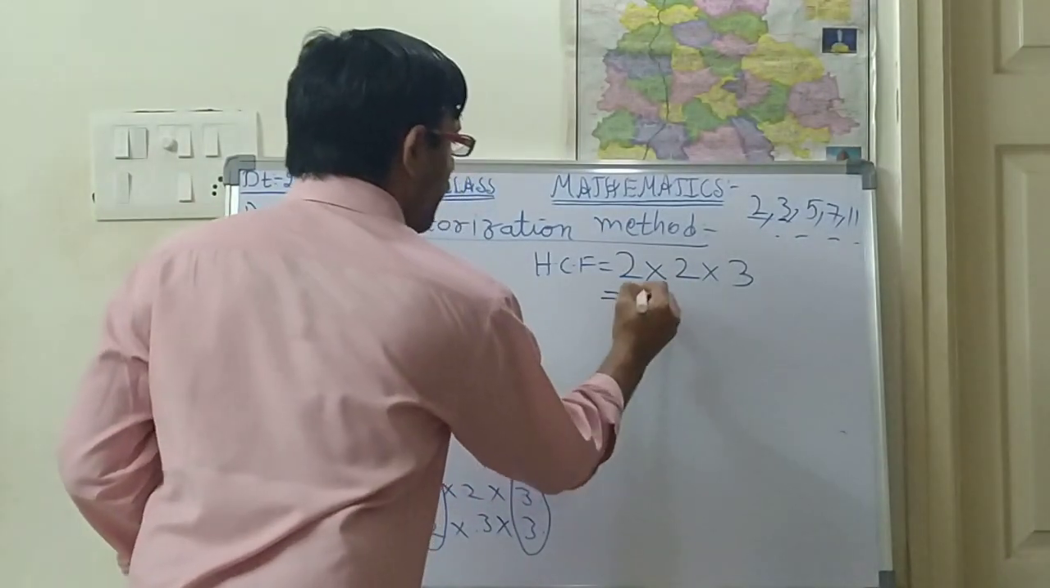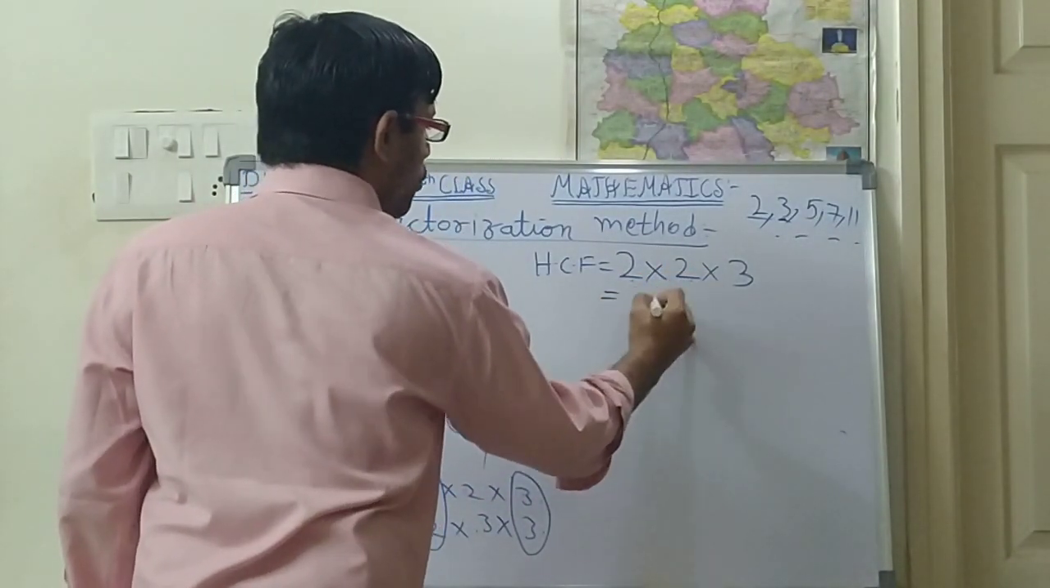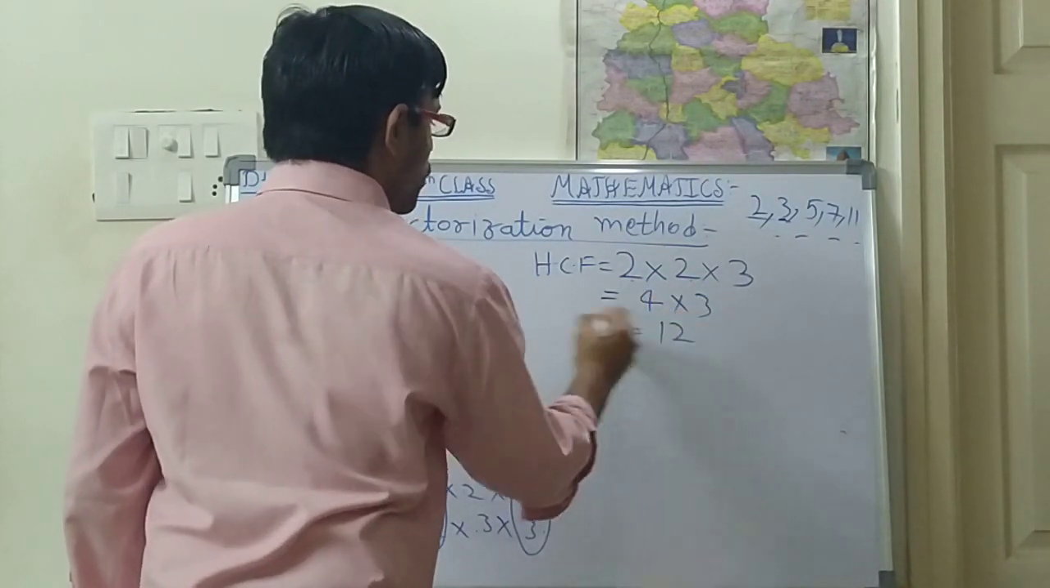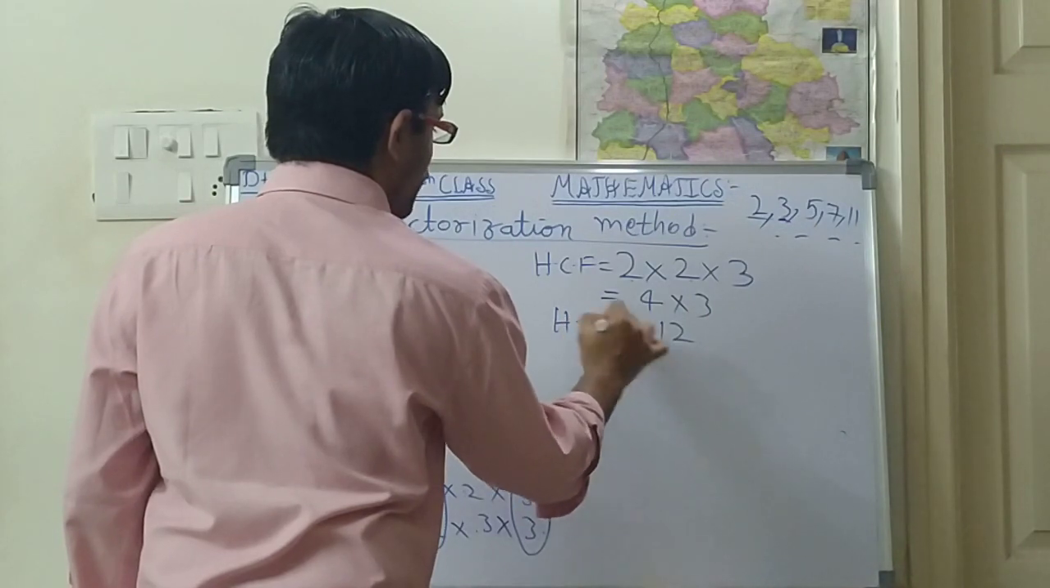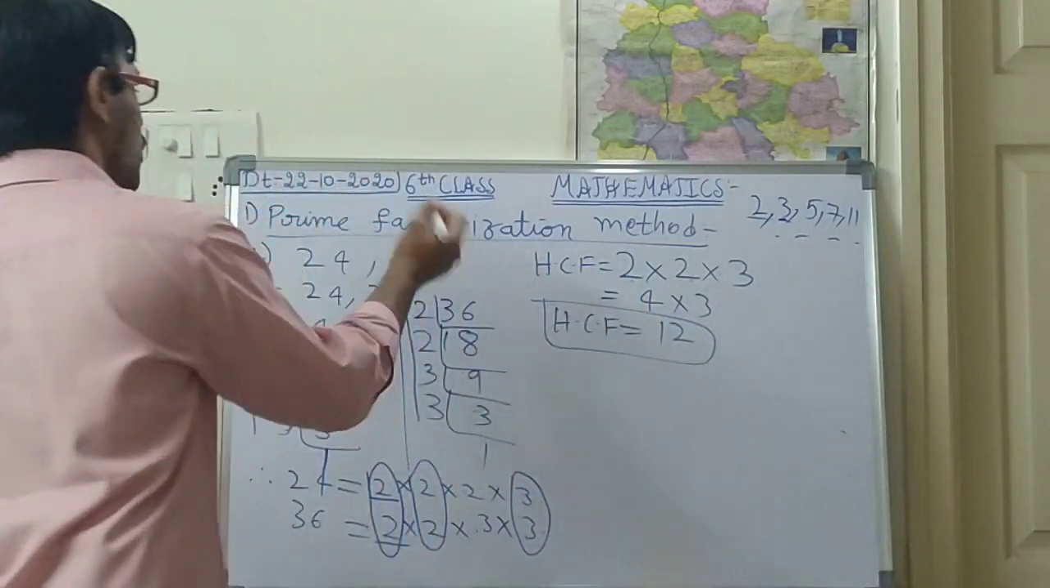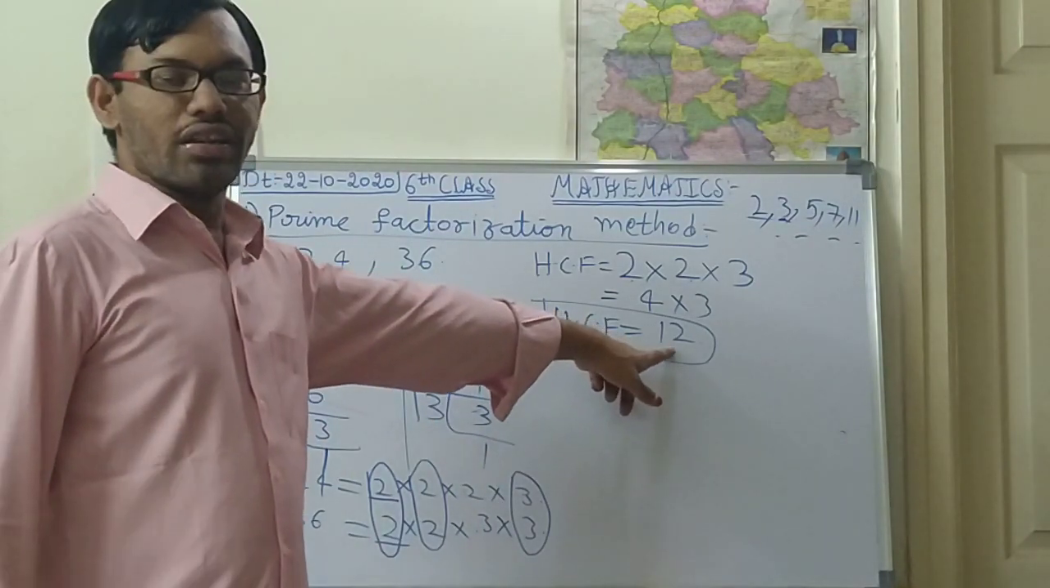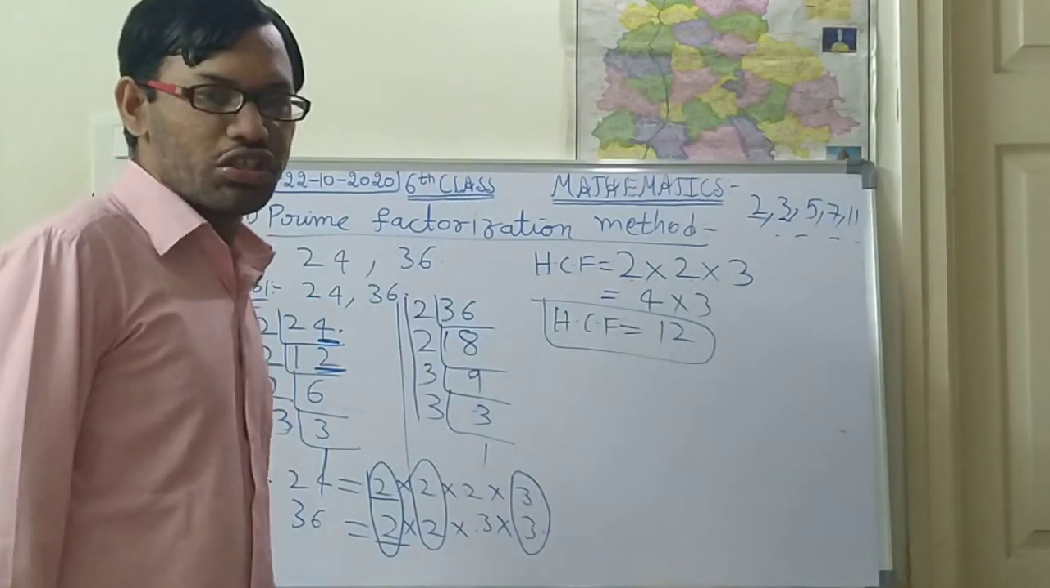So what is the answer for this one? 2 into 2, 2 2s are 4, 4 3s are 12. So what is the HCF? HCF is equal to 12 for 24 and 36. So for 24 and 36, the HCF is 12. Okay. Understood, children?